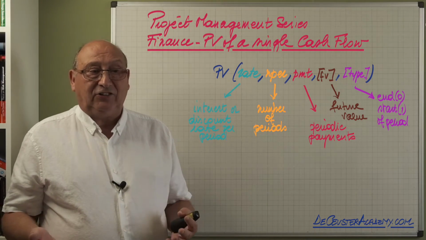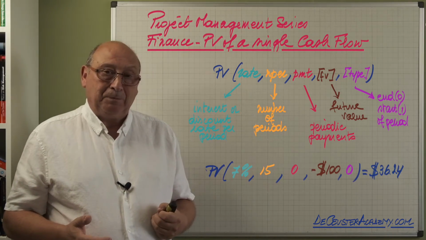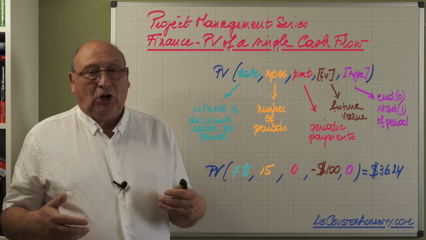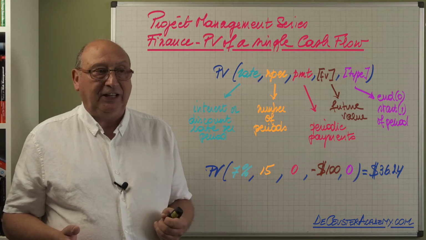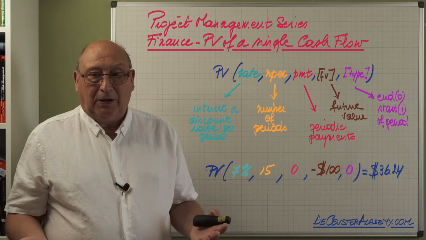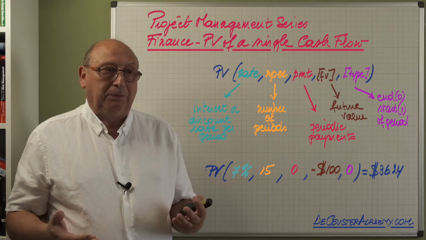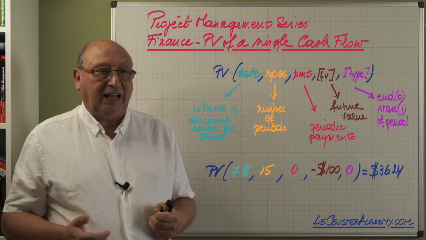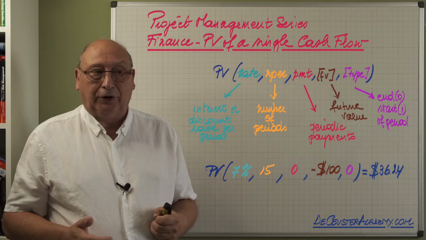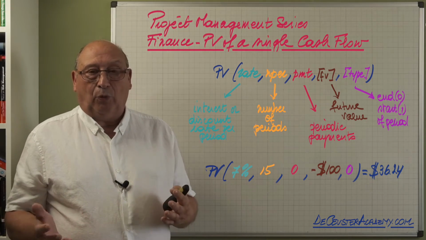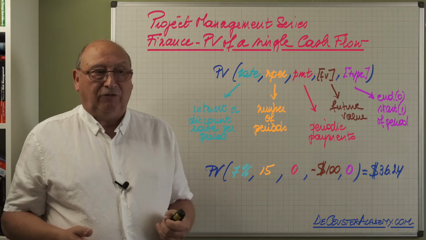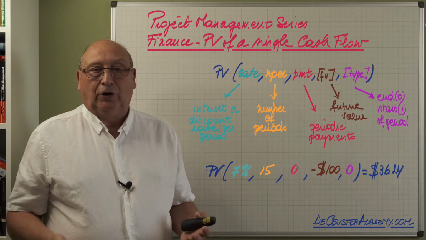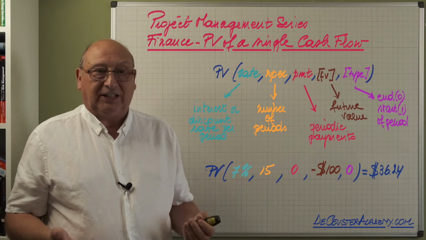When we apply it on this exercise, we see that the PV can be calculated using the formula. The rate will be 7%, the number of periods will be 15, PMT, the periodic cash flows, will be equal to 0, and the future value in this case has to be minus $100. And the type, we have 1 or 0, in this case we have 1, and we find 36.24. So basically that's how we calculate the present value of the different cash flows.